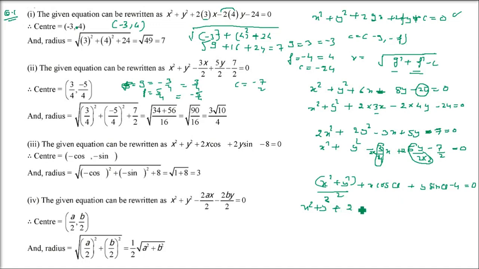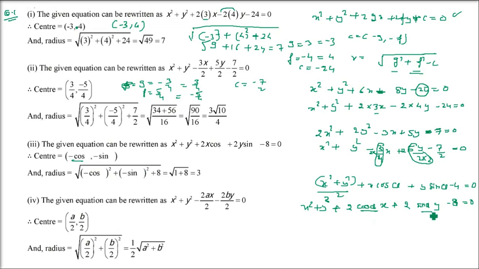Just make it 2 cos theta x, because we have to compare it with 2gx. So 2 cos theta x, plus again 2 sin theta y, so you can compare it with 2fy, and minus 4 equals 0. Now it's 4 to the 8 because of multiplying by 2. So what do you get here?